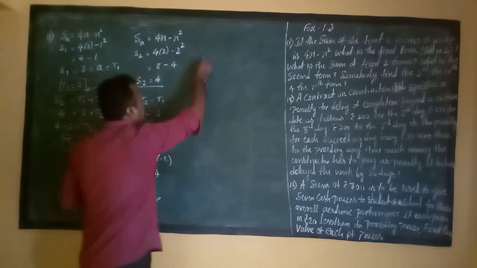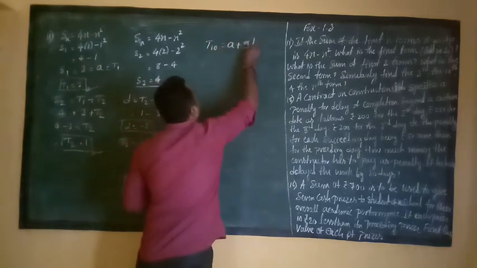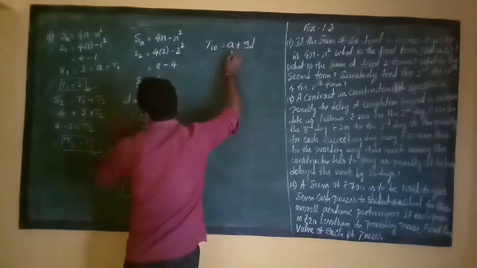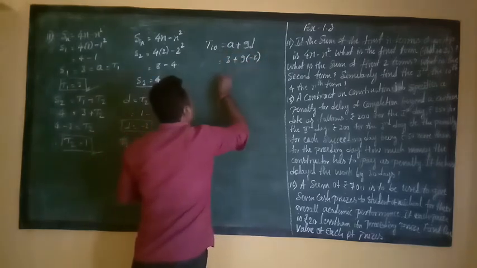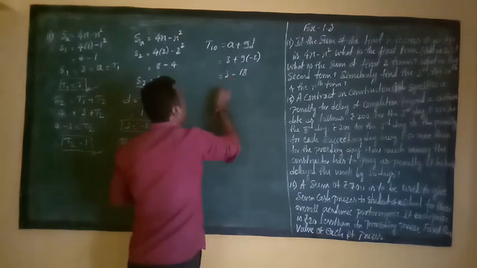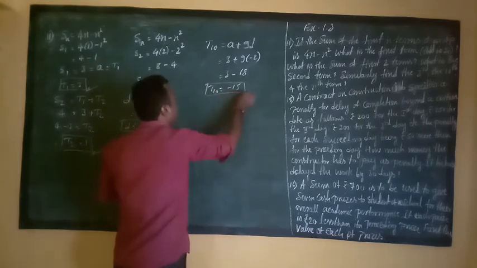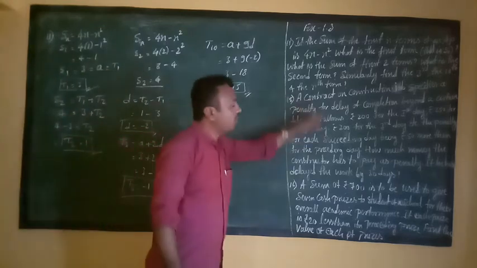Then T10. T10 is equal to A plus 9D. And A means the first term, which is 3, plus 9 into minus 2. So 3 plus 9 into minus 2, 9 2s are 18, 18 minus 3 is minus 15. This is T10. Understand students?